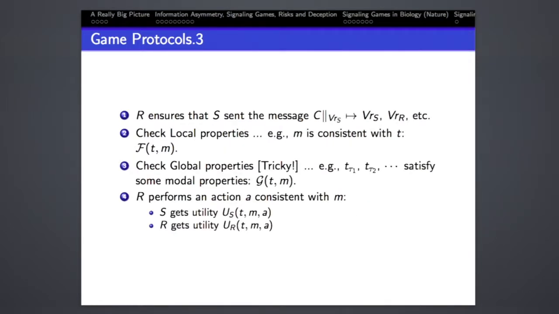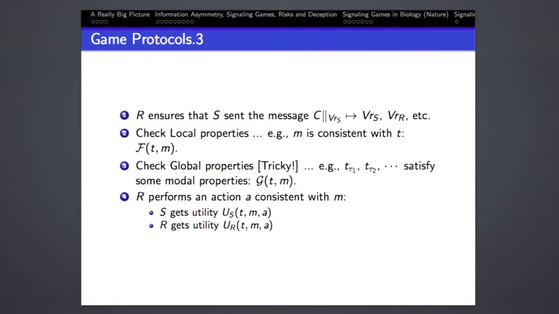So R ensures that S sent the message because he has the public key of the sender. He can decode it and see that the senders and receivers are who he expects, and can check the local properties because the timestamp and the message and the type have to be consistent. So the hash function allows you to do that.